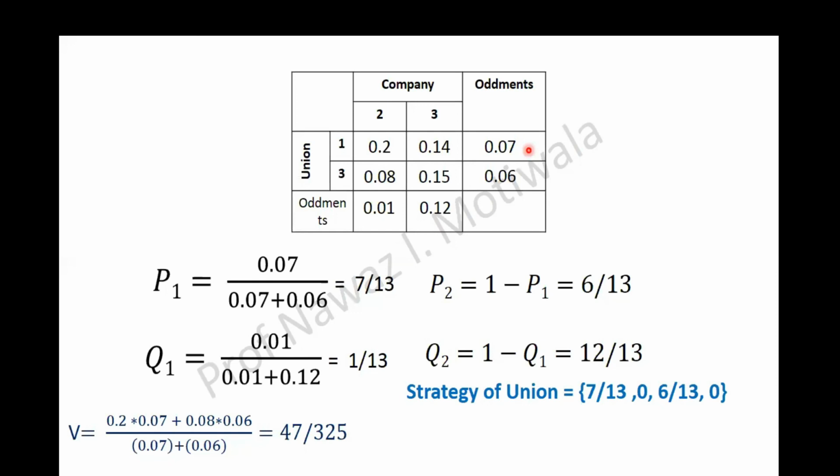The strategy for A will be, you can see here, 1. 1 means at position 1 the first answer will come. So the first answer was 7 by 13. The second is not appearing here, so the second will be 0. At the third position I will write the second answer, that is 6 by 13. The 4th strategy is already cancelled, hence it will be 0. And I will write the strategy for the company as: 1 and 4 are not there, so in place of 1 and 4 it will be 0 and 0, and in place of 2 and 3 it will be 1 by 13 and 12 by 13 respectively.